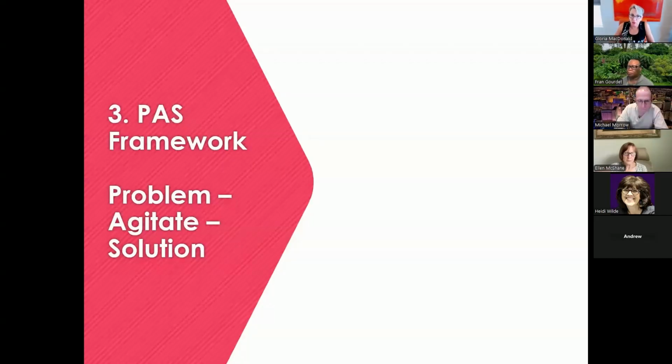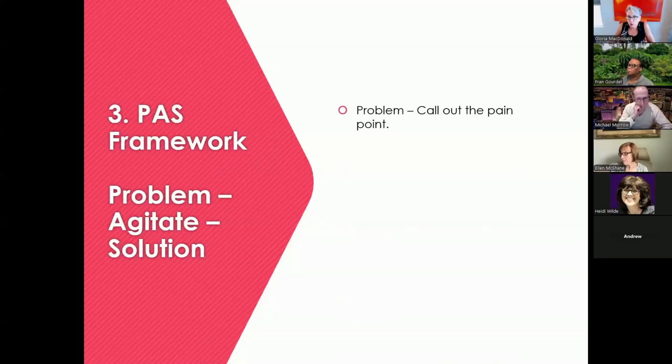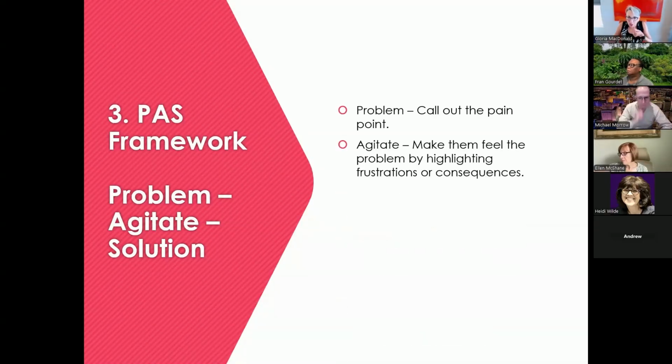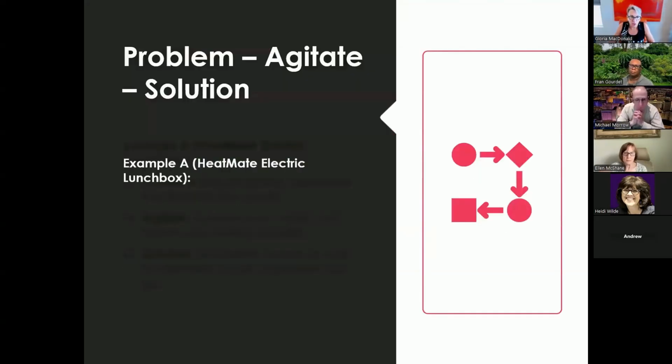So now let's look at the third framework, which is the PAS framework, the problem, agitate, solution. So the problem, you call out a pain point, you agitate it, you make them feel the problem by highlighting frustrations or consequences. The solution, you present your offer as the way out and why it works. Emotion sells. That is, well, we know that's true. Emotion sells. And by deepening the discomfort, you make your solution irresistible. So you're driving people away from pain towards pleasure and a solution. So let's look at an example.